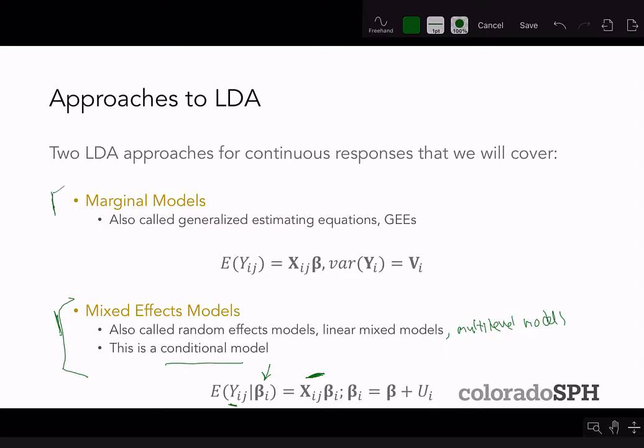The other type of model that we're going to consider in the weeks after we talk about linear mixed models are marginal models, which are also called GEEs for generalized estimating equations. And these are called marginal models because they are not conditional on subject-specific effects. They are based on population level considerations. And with these models, you just have your x and your betas, and the complexity in the model comes into how you actually model your variance.